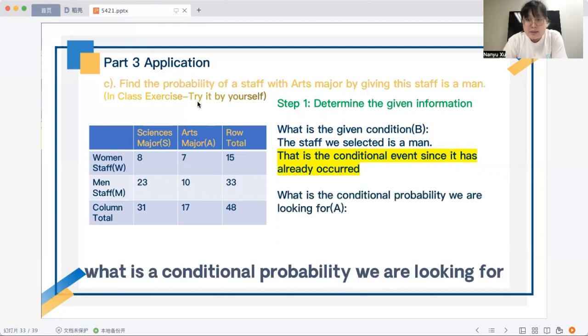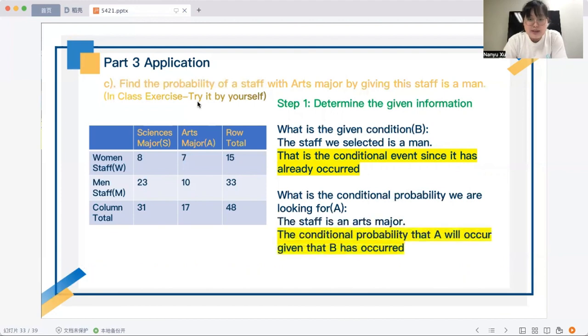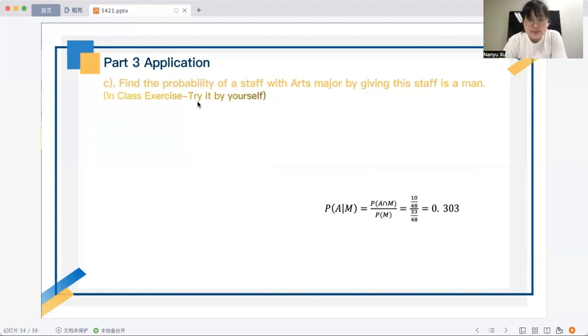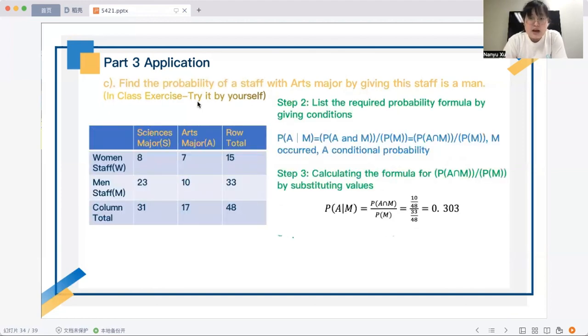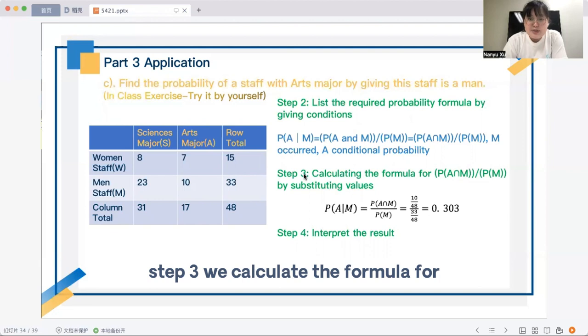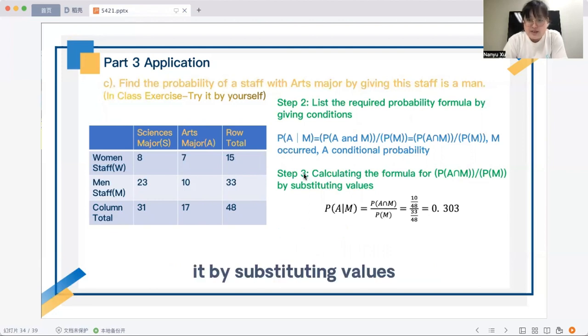What is the conditional probability we are looking for? The staff is an arts major. That's the conditional probability that A will occur given that B has occurred. Step 2, we list the required probability formula by given conditions. Step 3, we calculate the formula by substituting values.